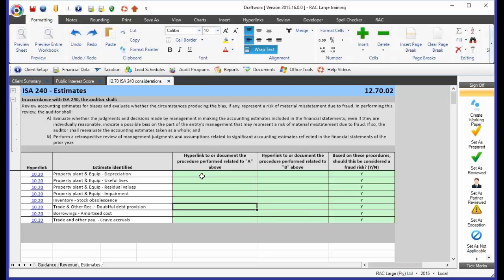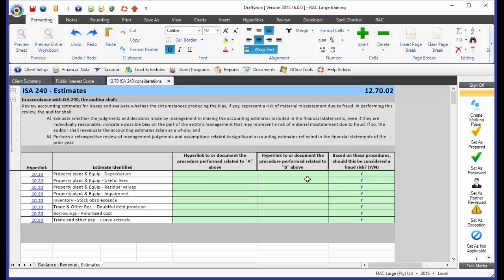What if you suddenly notice, hang on, this loan is actually reducing by 10,000 Rand a month, and management is not informing us of this? We need to go back and consider: do we need to do an amortized cost recalculation? So procedure A is evaluating those judgments and decisions by management.